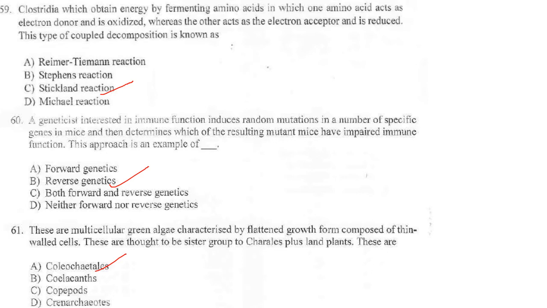Now what have they told here? In this question they have told that the geneticist selected the gene for immune function. So the gene was selected first. Then random mutations were induced in a number of specific genes. Then he or she determined the phenotype, that is, which function has impaired immune function, that was determined. So it is the case of reverse genetics.